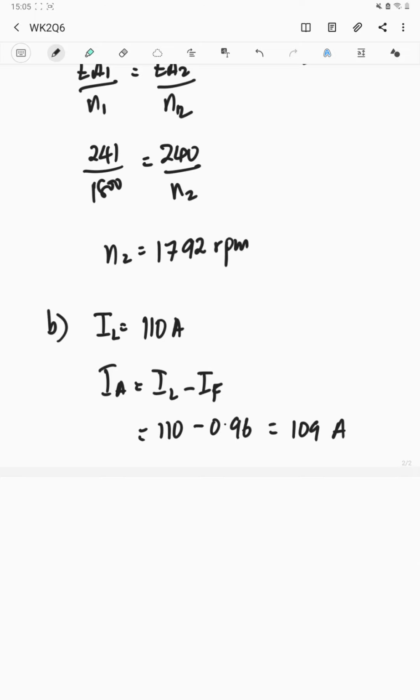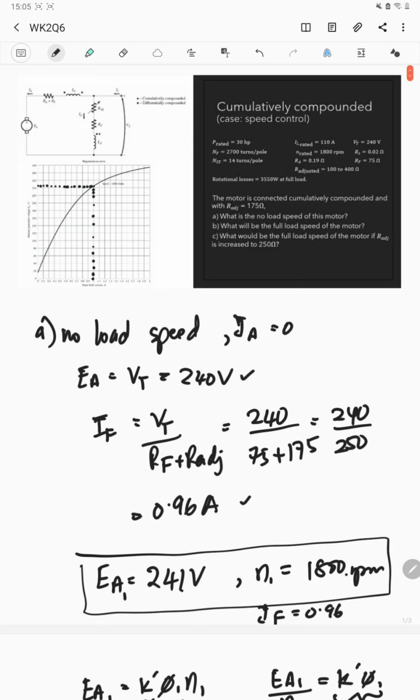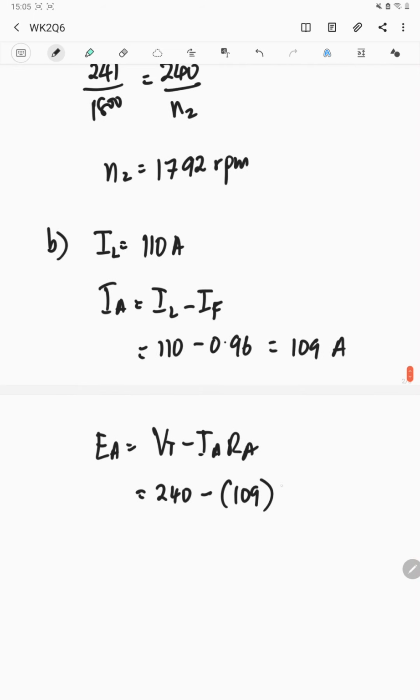Then obviously the internal generated voltage is not equal to VT anymore because we have the term IA. Remember, EA is VT minus IA RA. With no load, IA is 0, so this whole term got cancelled straight away. But now since IA has a value, we have to calculate this. So 240 minus 109 times RA, which is 0.19 ohm.